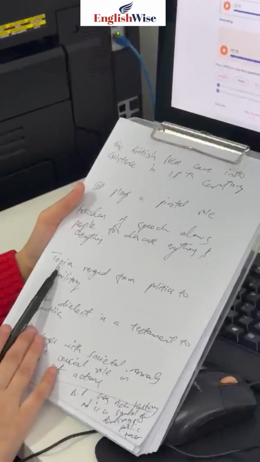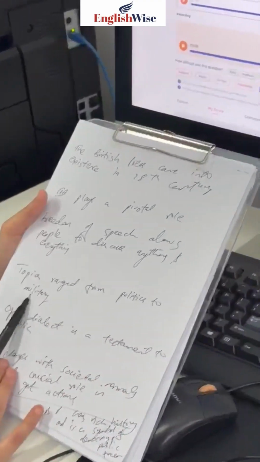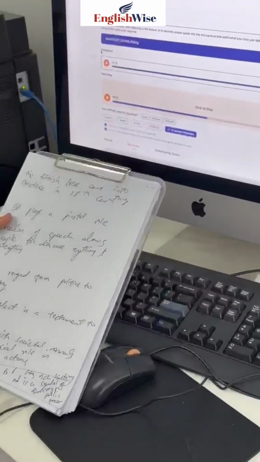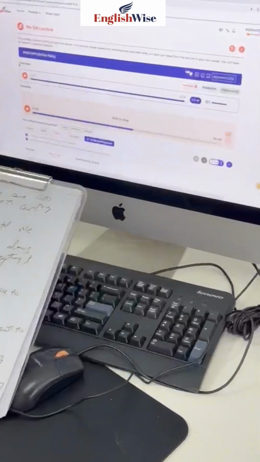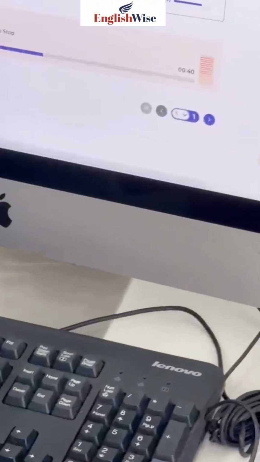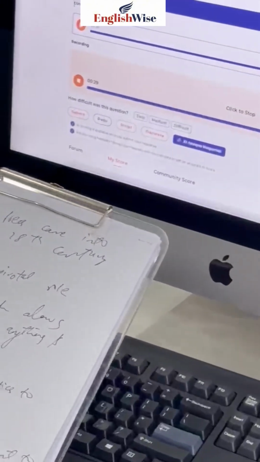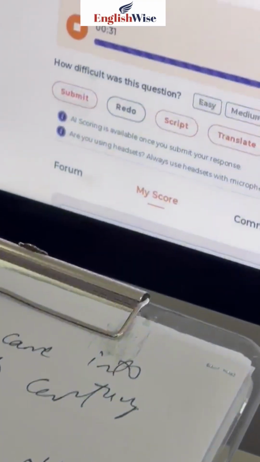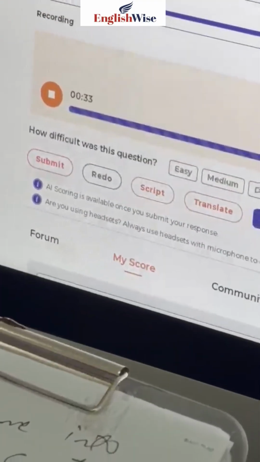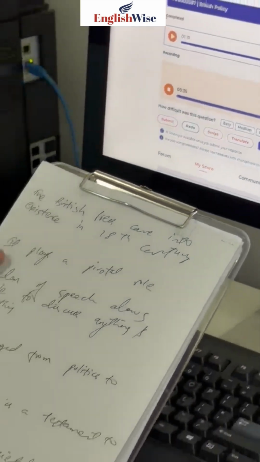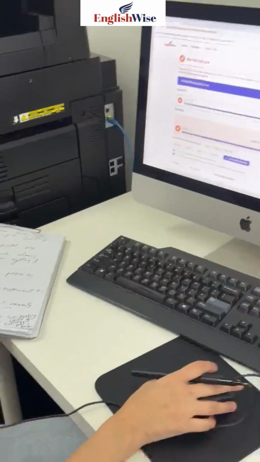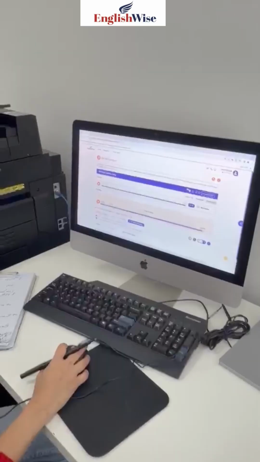Furthermore, he expressed topics regarding politics to poetry was also discussed. Towards the end, he talked about open dialogue is a testament to the public. However, he noted on the fact that British policy changes with societal norms, allowing a crucial role in scrutinizing government action. He also mentioned British press has rich history and is a symbol of democracy and public tolerance. Overall, the lecture was very interesting.